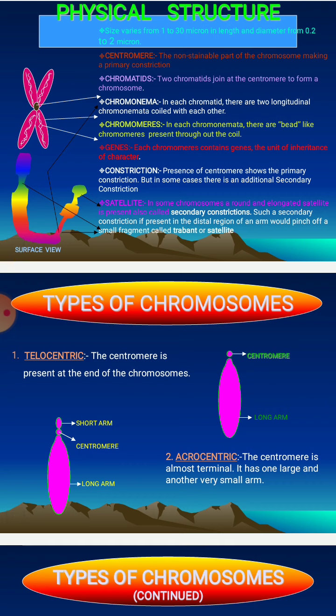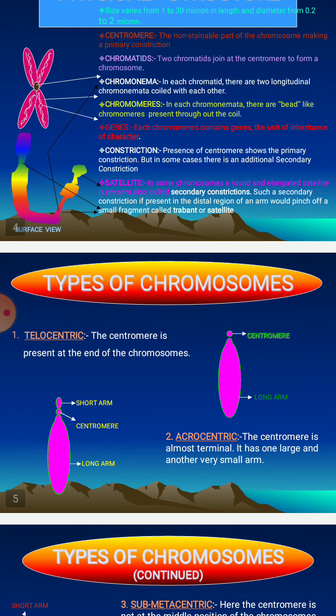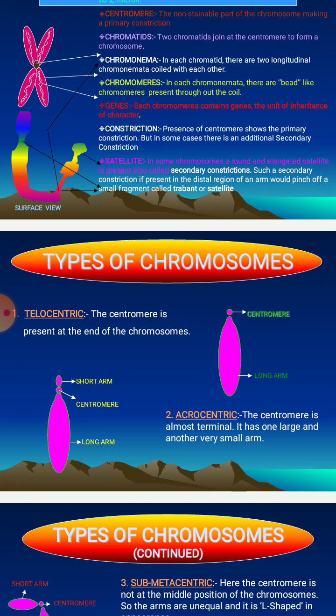Constriction: presence of the centromere shows the primary constriction, but in some cases there is an additional secondary constriction. Satellite: in some chromosomes a round or elongated satellite is present, called the satellite or secondary constriction. Such a secondary constriction, if present in the distal region of an arm, would pinch off a small fragment called the trabant or satellite. Clear?